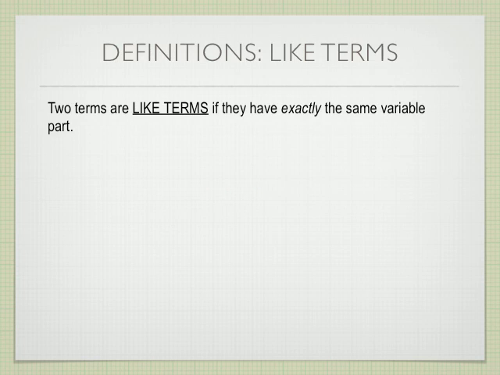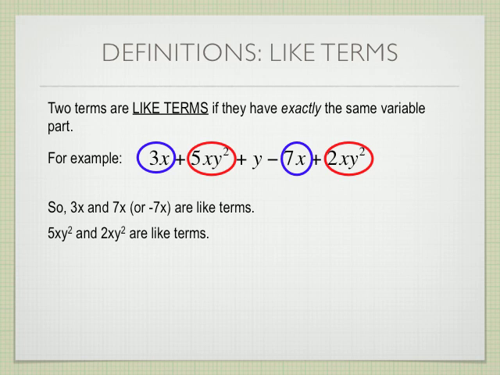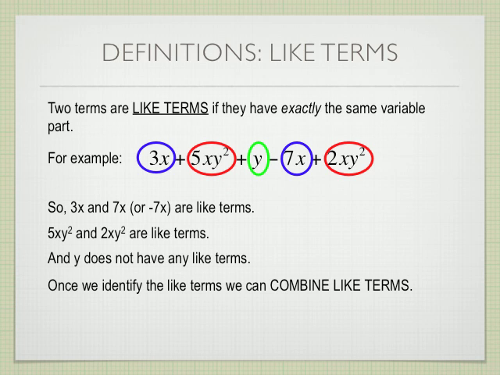2 terms are like terms if they have exactly the same variable part. For example, in what we had before, 3x and 7x, or negative 7x, I don't care which one you say, are like terms. 5xy squared and 2xy squared are like terms. The variable part is exactly the same. It can't even be a little bit different. Y doesn't have any like terms.